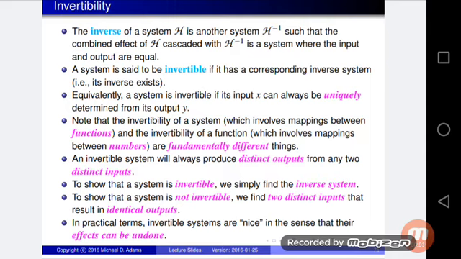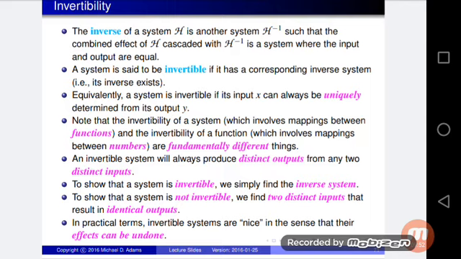To show that a system is invertible, we simply find the inverse system. Systems that use inverse operations are known as inverse systems. Next, to show that a system is not invertible, we find two distinct inputs that result in identical outputs.